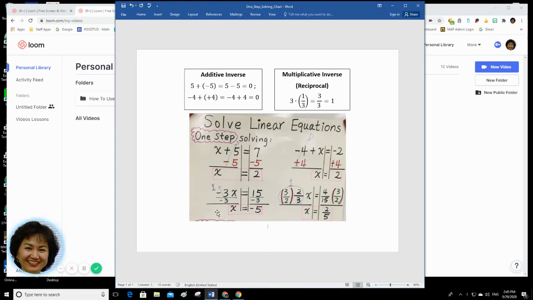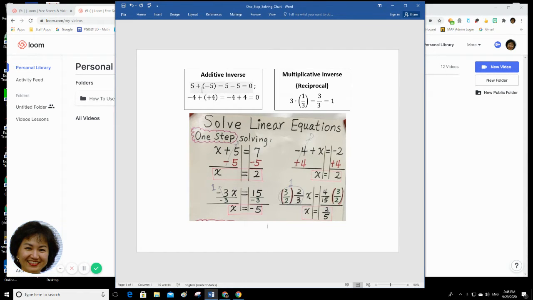Hello, we will talk one-step solving here. This chart shows you some examples to solve simple linear equations using just one step. The concept involved in these first two examples is additive inverse.